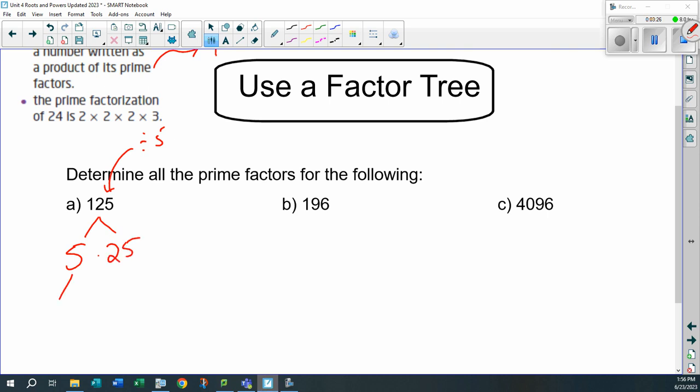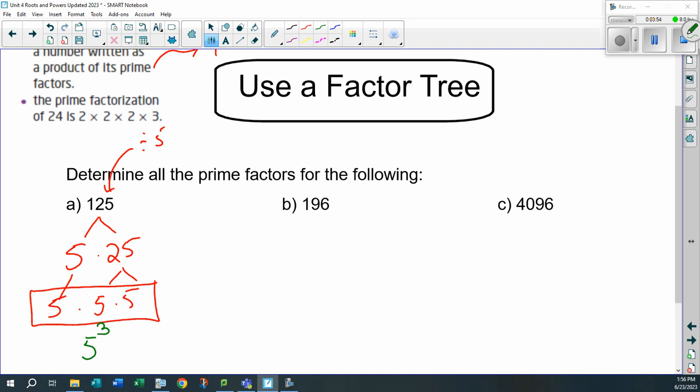Now, keep going. You know and I know that 25 is a perfect square. That is 5 times 5. And guess what? There's your list of prime factors. Ta-da! You've got to be a little patient because eventually you're going to see where this goes. So do you realize that we can actually write this as 5 cubed? That's kind of interesting. All right, let's go to the next one.